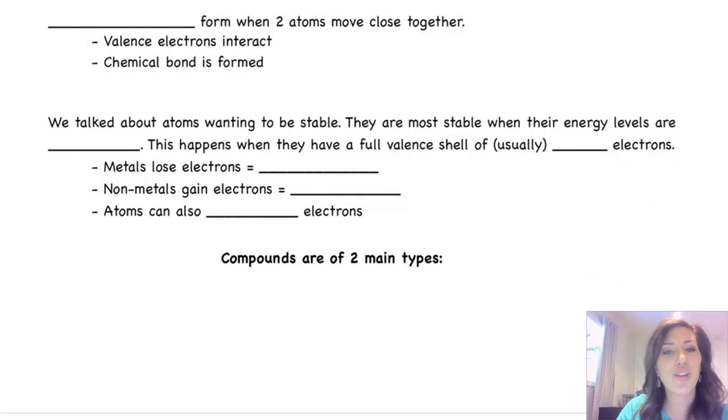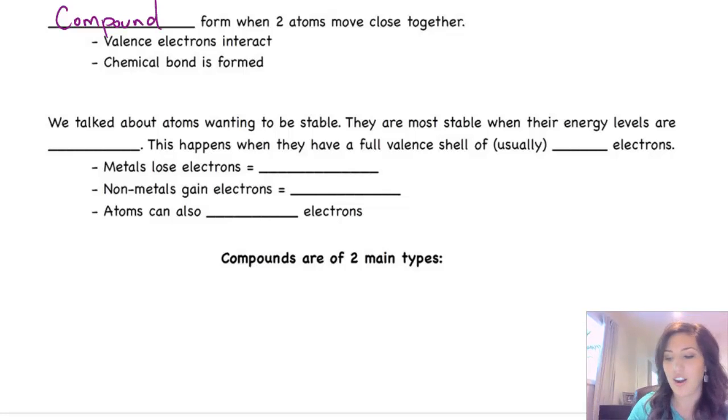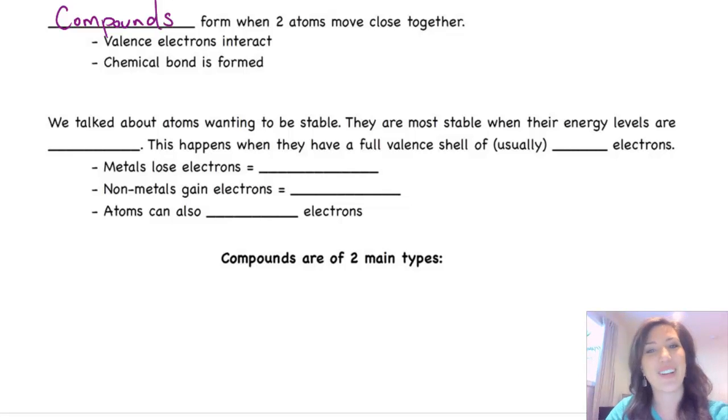So when 2 atoms move closely together, we call this a compound. Compounds form when 2 atoms move close together, and the valence electrons, the outside electrons, are interacting, and we end up having a bond form, and this would be called a chemical bond.